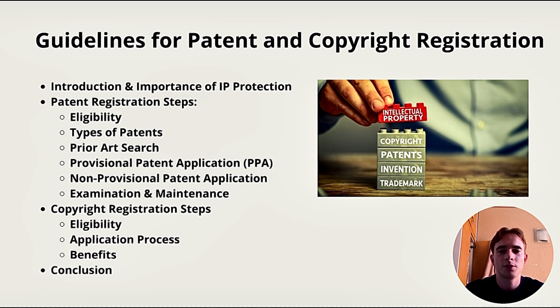Step number 4, provisional patent application or PPA. This is a temporary application that gives you a year to file a full patent application. It helps establish an early filing date. Step number 5, non-provisional patent application. This is the formal application, which includes detailed descriptions, claims about the invention, drawings, and an oath or declaration by the inventor. Step number 6, and the last step, examination and maintenance.